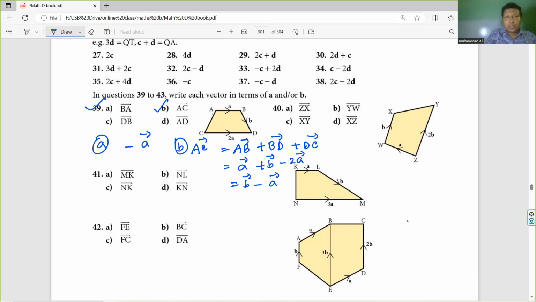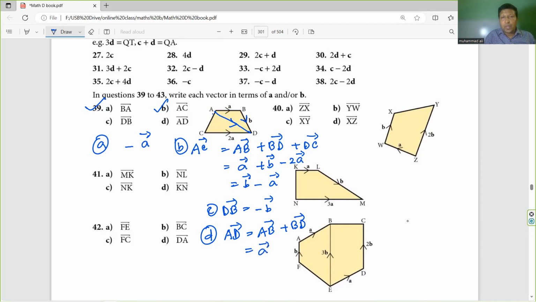And part C, the DB vector. We have the BD vector direction here, so the DB vector will be minus B vector. And part D, the AD vector. If we think of AD as the resultant vector, the path is the AB vector plus the BD vector. So AB equals A vector and BD equals B vector. So our AD vector equals A vector plus B vector.